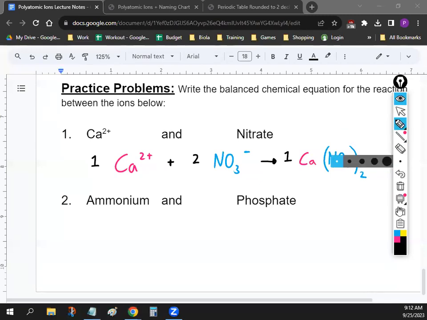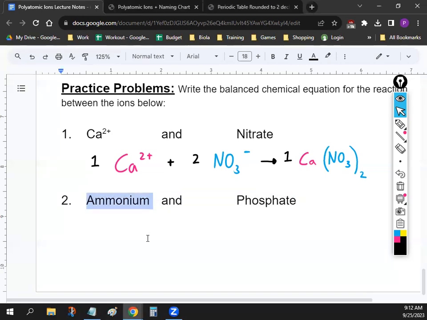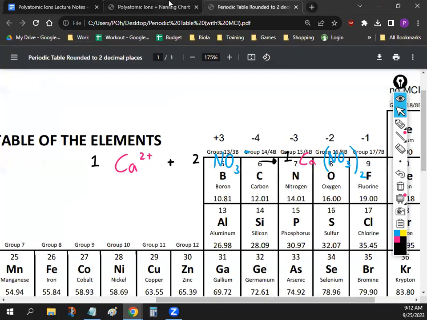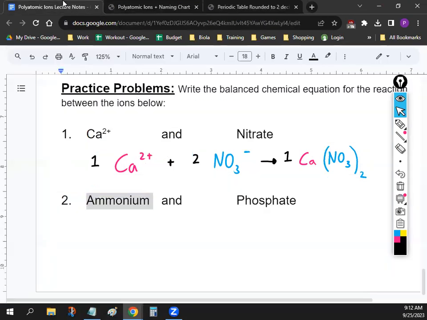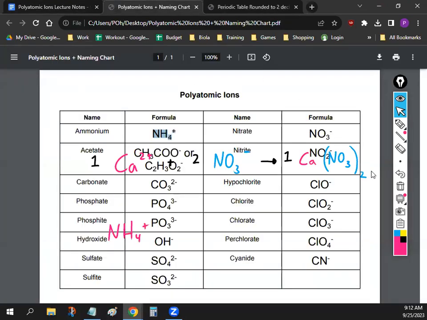Okay, so for number 2, you've got 2 polyatomics. So let's start with ammonium. If you go to the polyatomic chart, ammonium is going to be NH4+. So we're going to write NH4+. And then for phosphate, we're going to go to the table again. And phosphate, you should get PO4 3-.